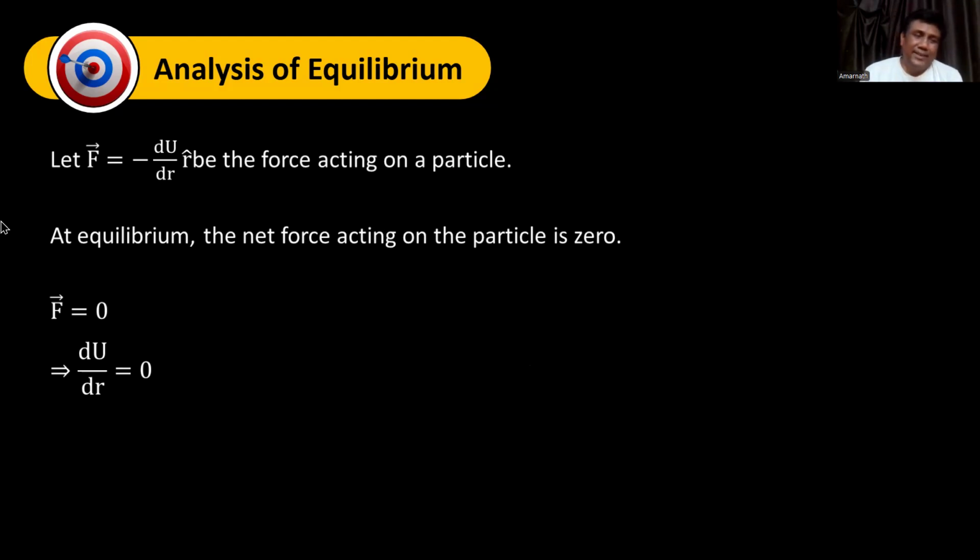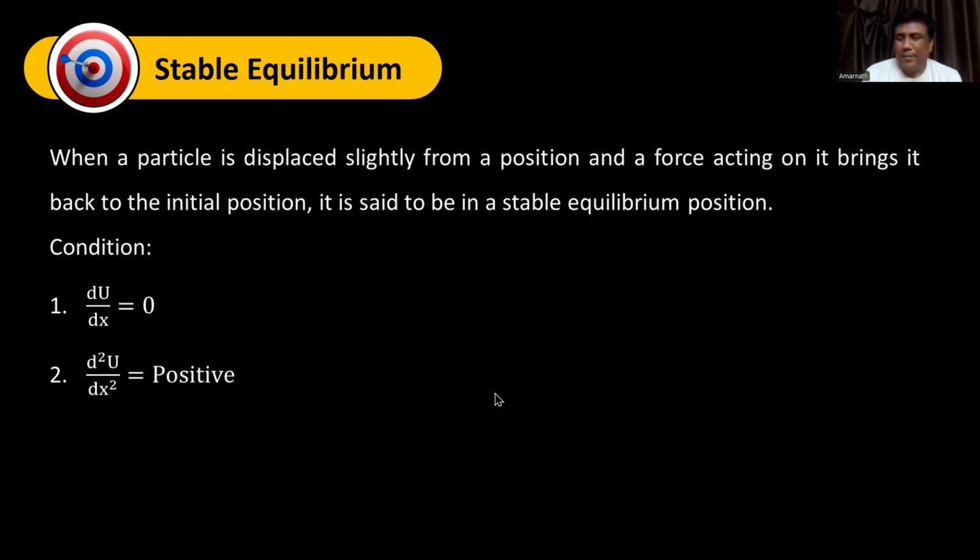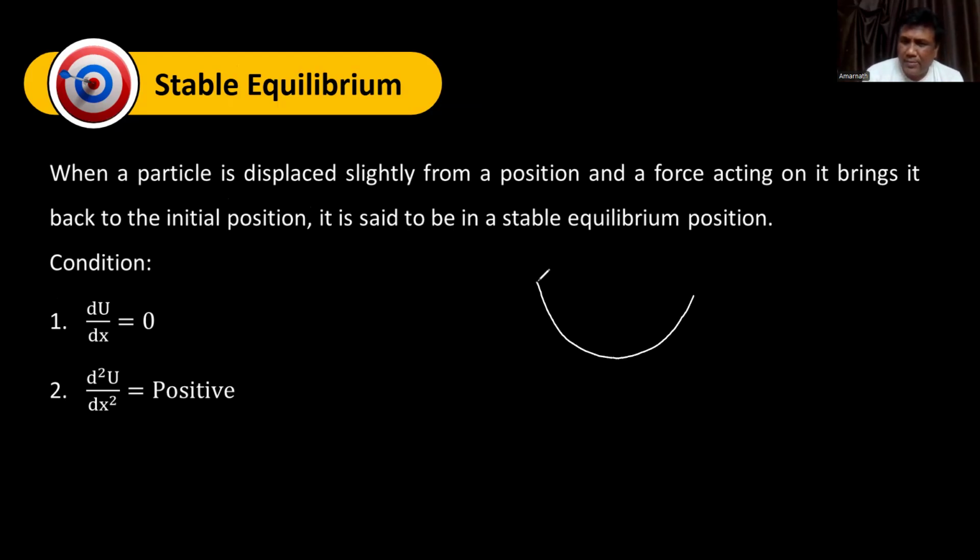Anyway, so what is stable equilibrium? I already told you. Remember that a new point you are going to get here. First of all, potential energy. At stable equilibrium, the potential energy graph should be like this. It should gradually decrease, then go on increasing. It is called concave upward. This graph is called concave upward.